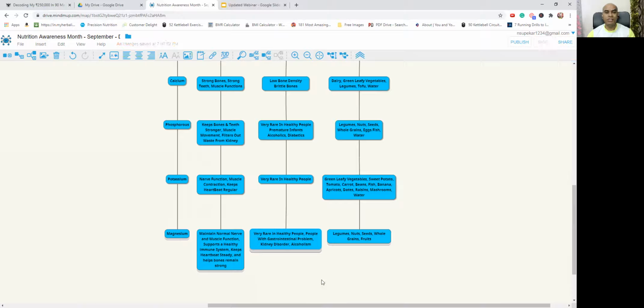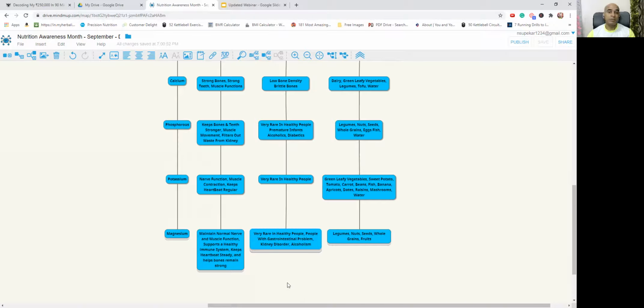Talking about the deficiency, it is very rare in healthy people. But people with gastrointestinal problems, if you have a problem with your abdomen, with your small intestine or large intestine, gas problems, acidity problems, all these kinds of problems are gastrointestinal problems. And if you are having this kind of problem, chances are that you might create a magnesium deficiency. But in healthy people, it is very rare that magnesium deficiency is created.